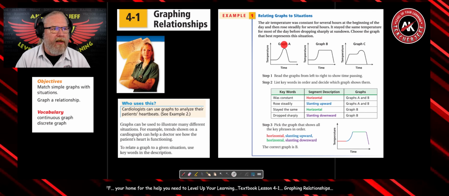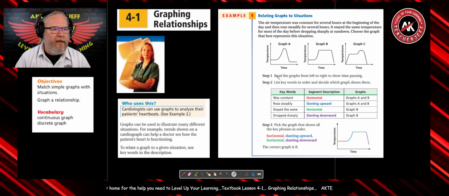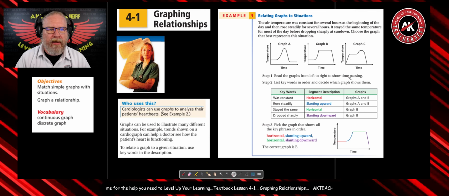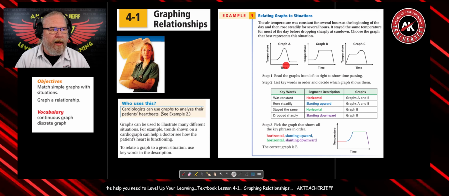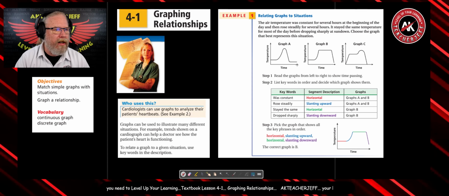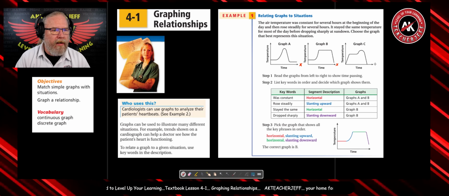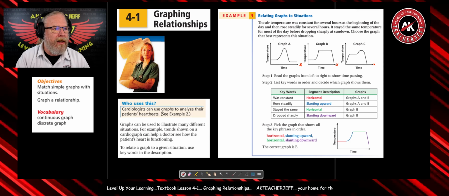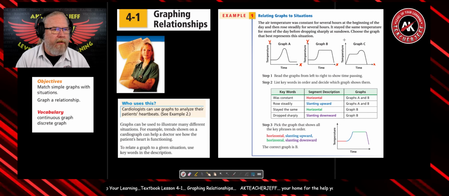So we have three graphs here, graph A, B, and graph C. It says step 1 is to read the graphs from left to right to show time passing. So we have a horizontal line here. This is the x-axis. Let's go ahead and mark that, kind of get used to the idea of the x-axis. So the horizontal line is the x-axis, and the vertical line is known as the y-axis.